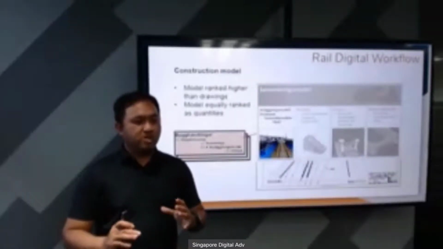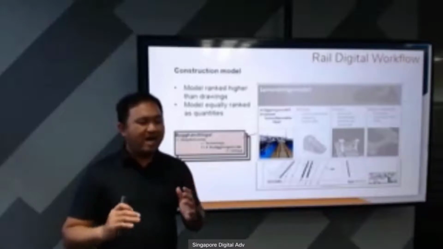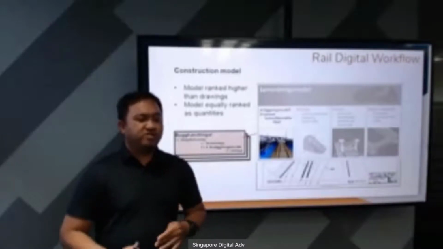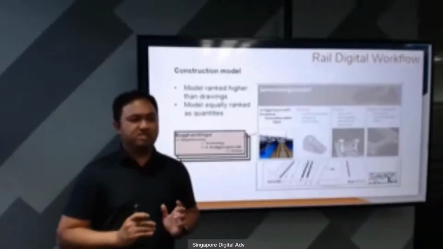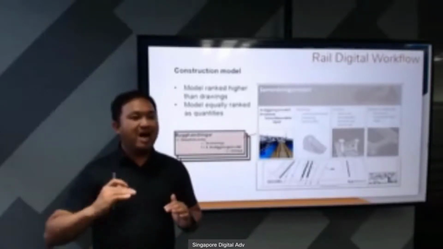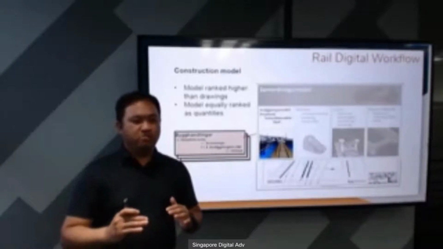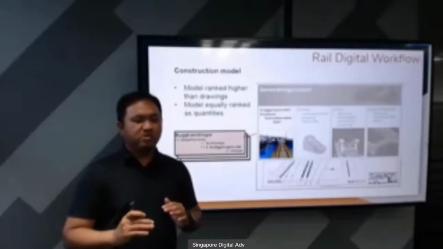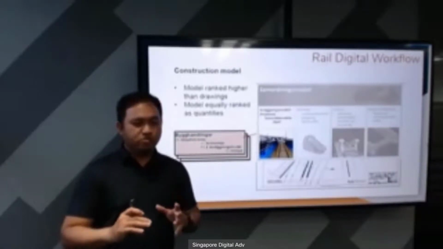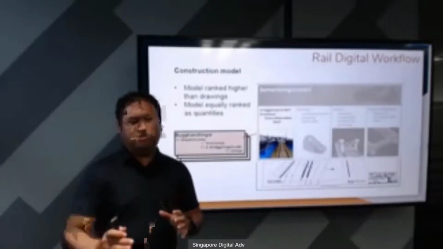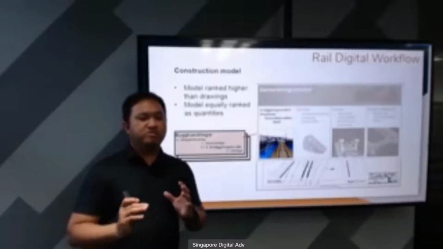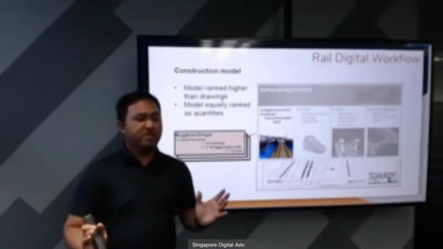In that particular project, the models are actually ranked higher than the drawings. So if there is a discrepancy between a model and a drawing, the model takes precedence. So they are basically higher. What we meant by that is that the model is the single source of truth. If there's a difference between what is given as a 2D drawing or a 3D PDF, the model takes precedence for everything.